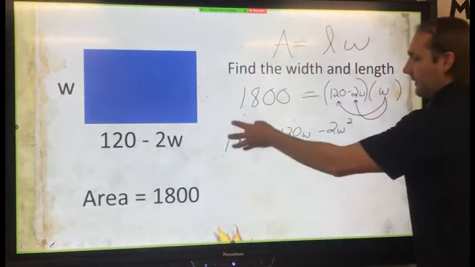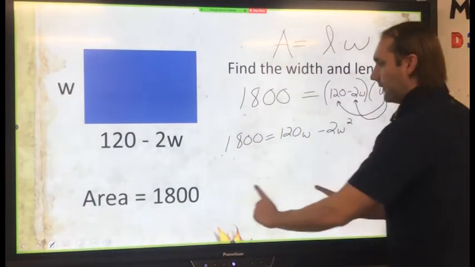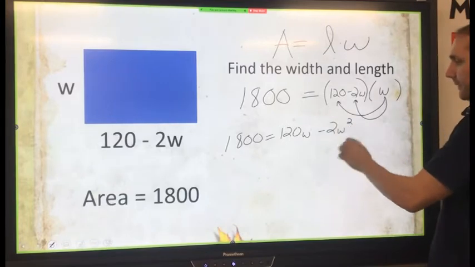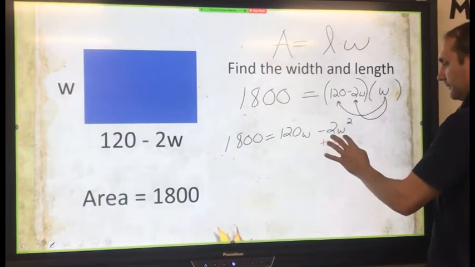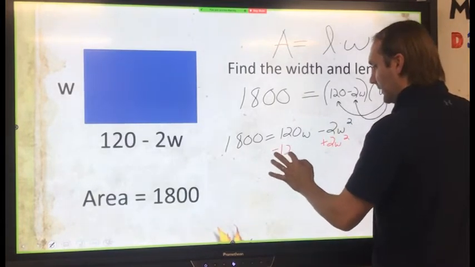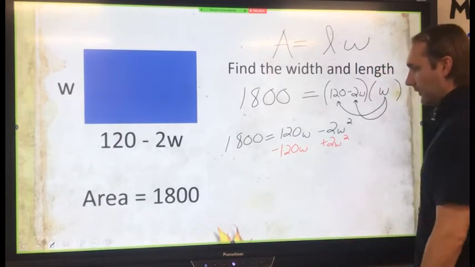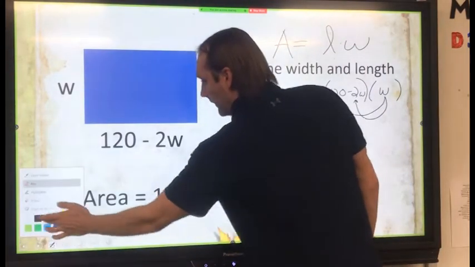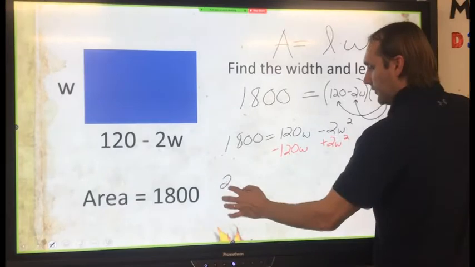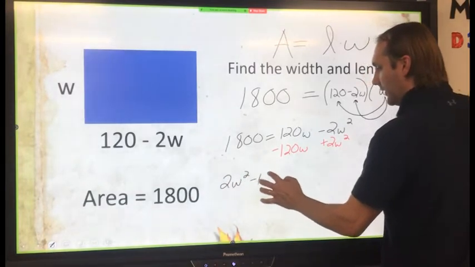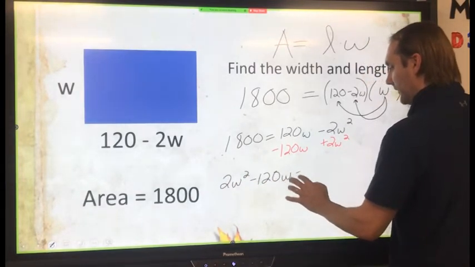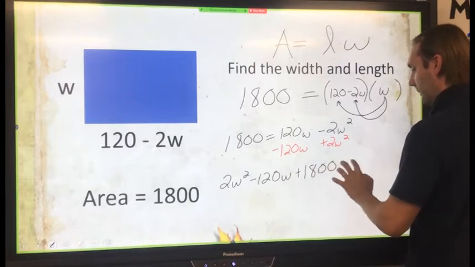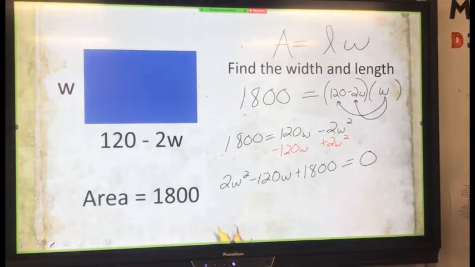Now instead of moving this 1800 over, I'm going to move this whole part over here because I want to try to keep this square positive. Doesn't matter, but I just like to keep squares positive. So moving everything over gives me 2W squared minus 120W plus 1800 equals 0. So we achieved our goal of setting our quadratic equal to 0.